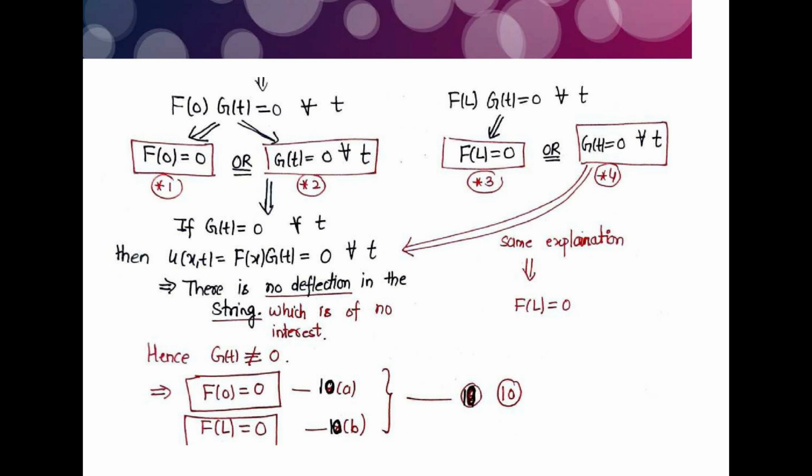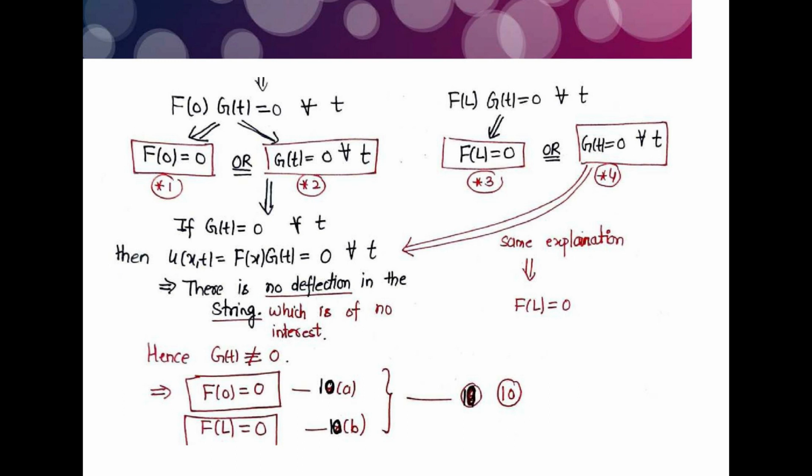So the case is simplified. This case is of no interest if we take that G of t equal to 0 for all values of t, that is condition star 2. So it's important to just scan the first case star 1, that is F of 0 equal to 0. I'm rewriting this one as equation 10a.